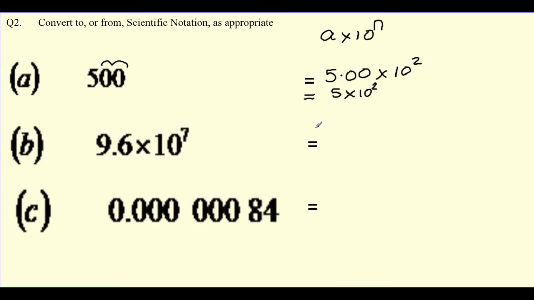Similar idea in reverse in question B, 9.6 times 10 to the power 7. So again, write out the number, ignoring the decimal point. So it's a 9 followed by a 6, and we move the decimal then 7 places to the right because it's a big number, it's a positive power. So it moves once, twice, 3, 4, 5, 6, 7 places to there, and then we just fill in the gaps with zeros.